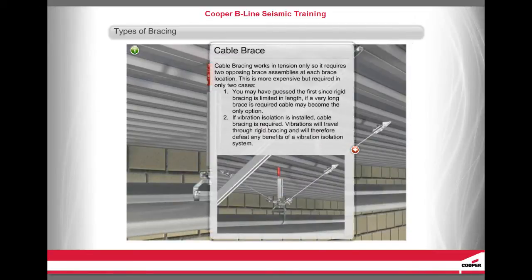Cable bracing works in tension only, so it requires 2 opposing brace assemblies at each brace location. This is more expensive but required in only 2 cases. 1. You may have guessed the first, since rigid bracing is limited in length. If a very long brace is required, cable may become the only option. 2. If vibration isolation is installed, cable bracing is required. Vibrations will travel through rigid bracing and will therefore defeat any benefits of a vibration isolation system.